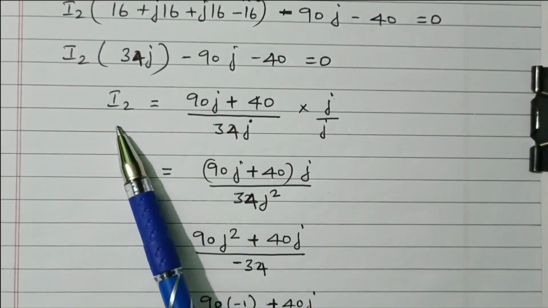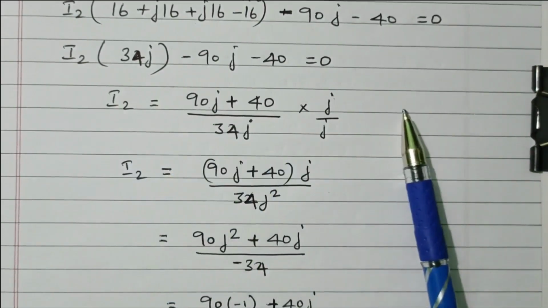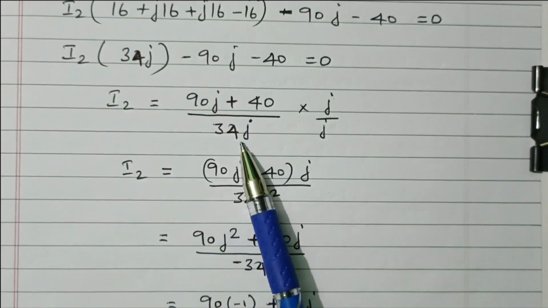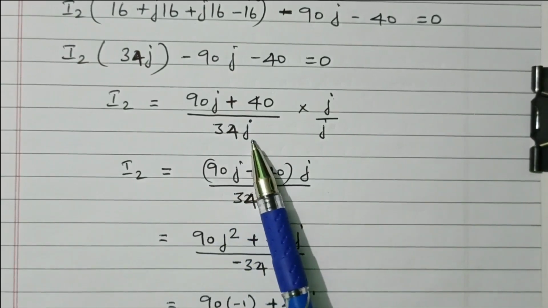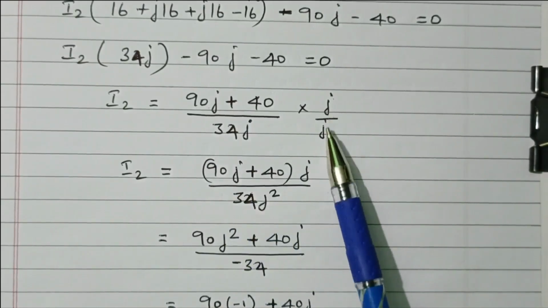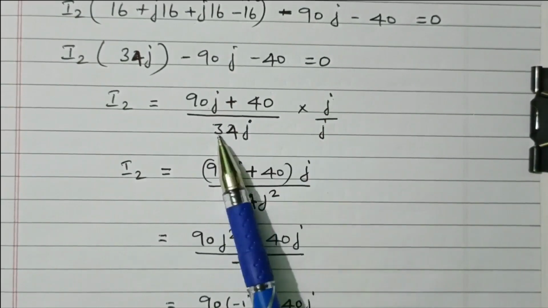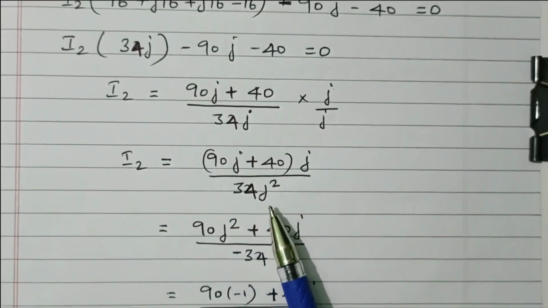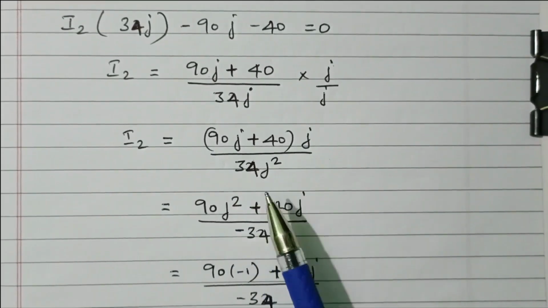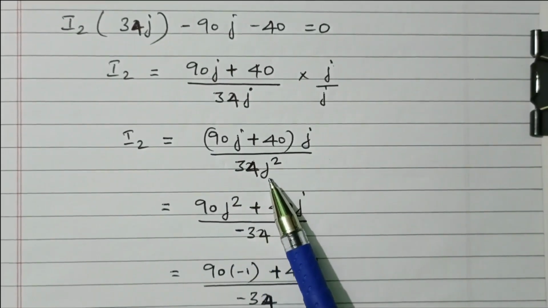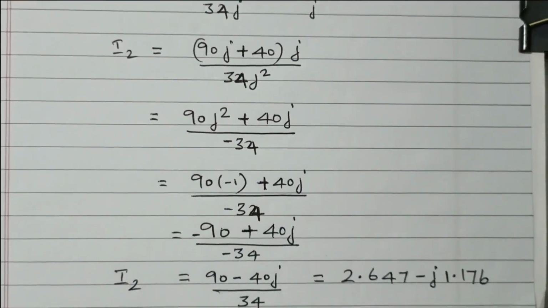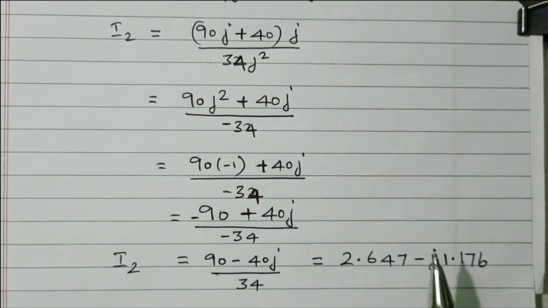So I2 equal to, other terms are brought to the right hand side, (90J plus 40) divided by 34J. For further simplification, it is multiplied and divided by J. Then it is multiplied here: (90 plus J plus 40) into J divided by 34 J square. J square value is minus 1, so it becomes minus 34. That is the advantage of multiplying and dividing by J.